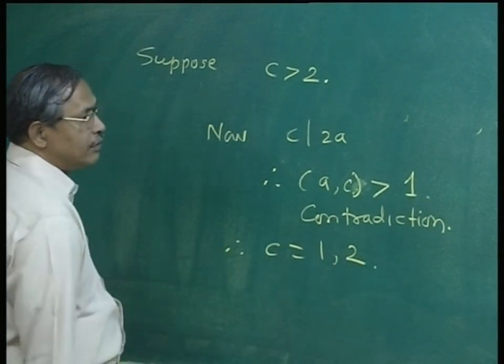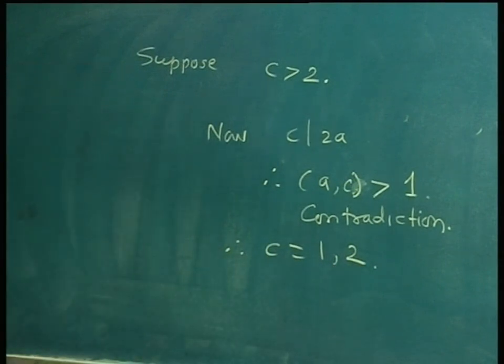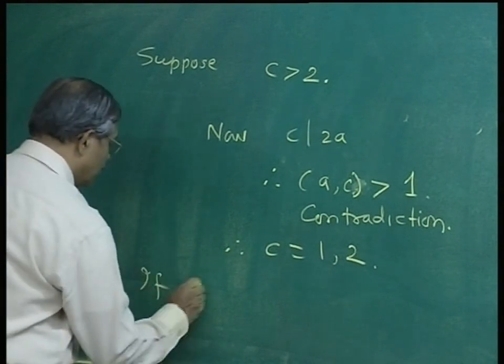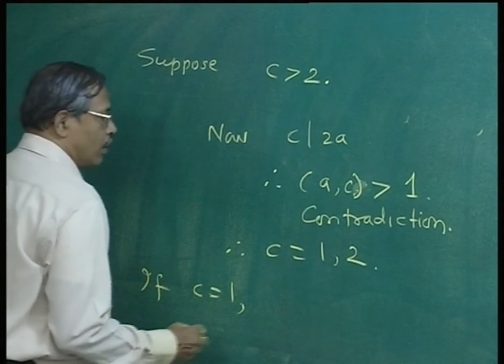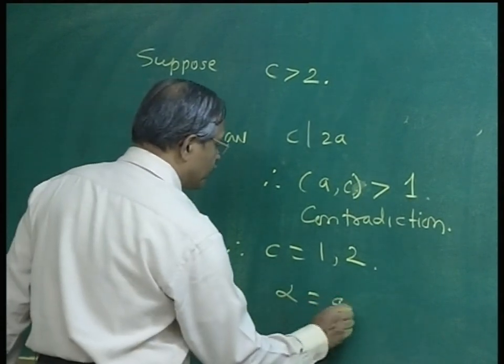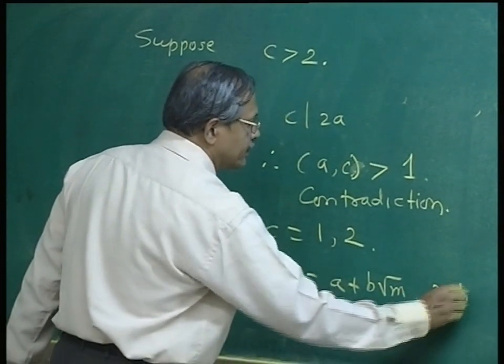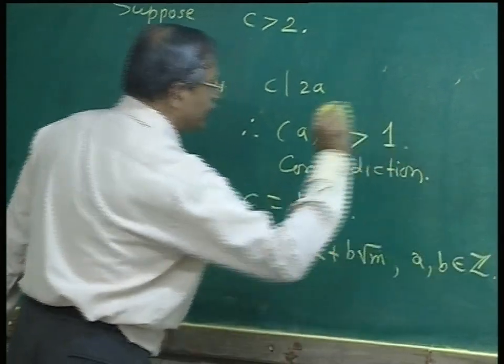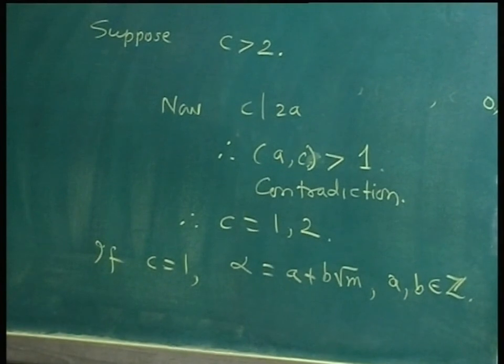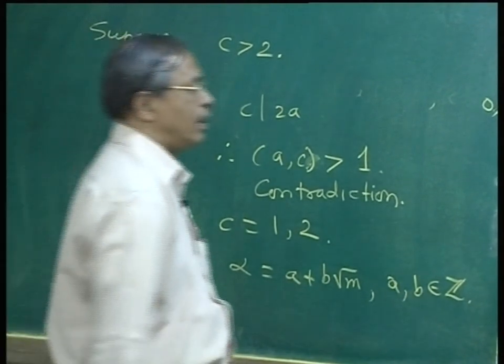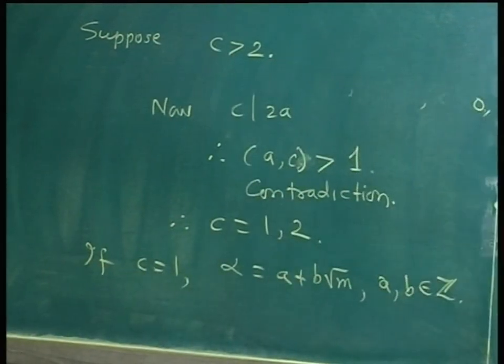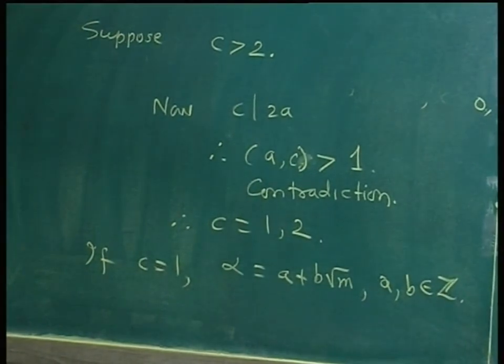So if c is equal to 1, that's what we want. So if c equal to 1, what is alpha? a plus b root m, a, b in Z. What happens if c is 2?